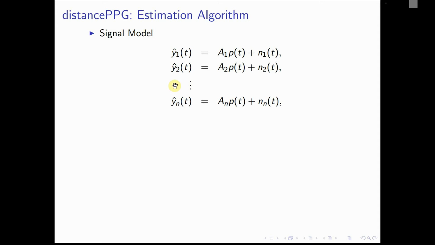If we accumulate all the measurements from different pixels of the skin surface, we get measurements from Y_1 to Y_N, which can be modeled like this. What we are interested in is to find the weight g_i that is needed to combine the measurements at different pixel locations so that the overall strength of p-hat(t), that is the pulse estimate, is maximized.